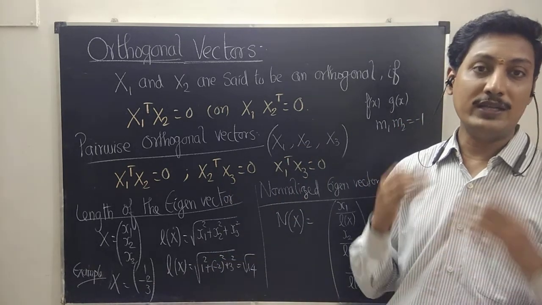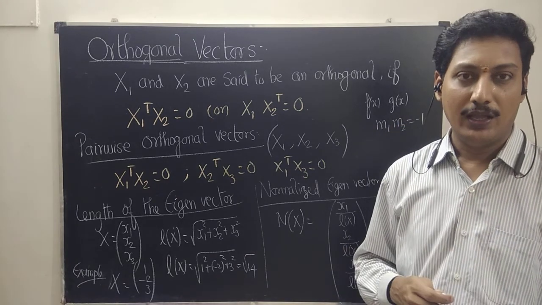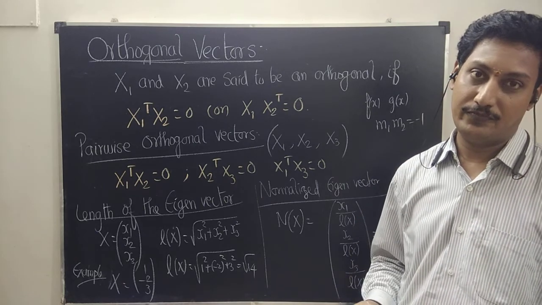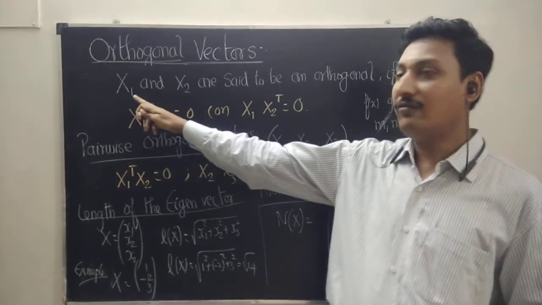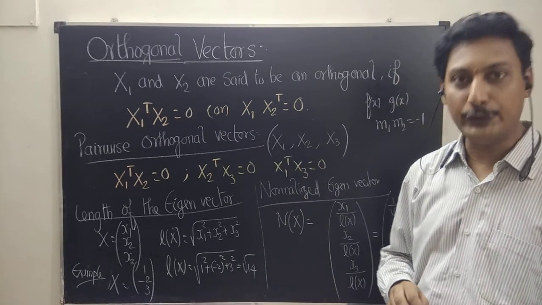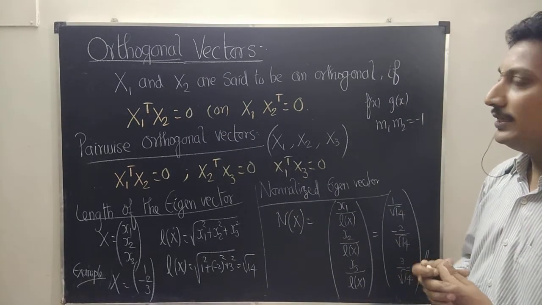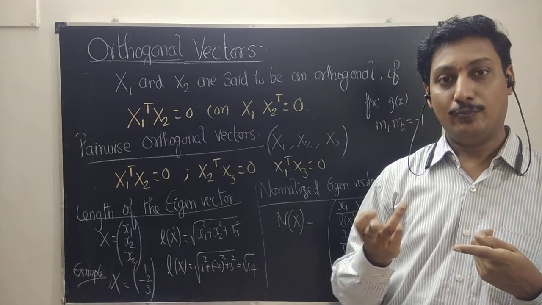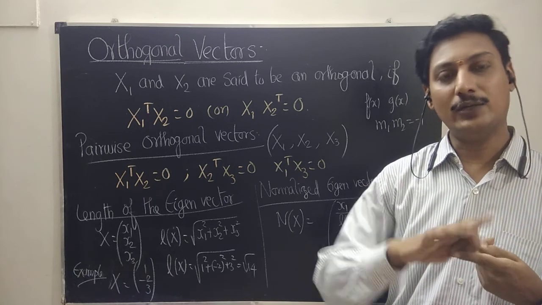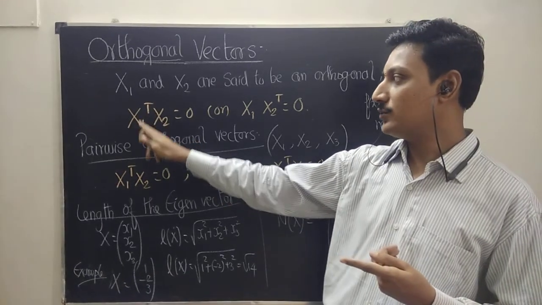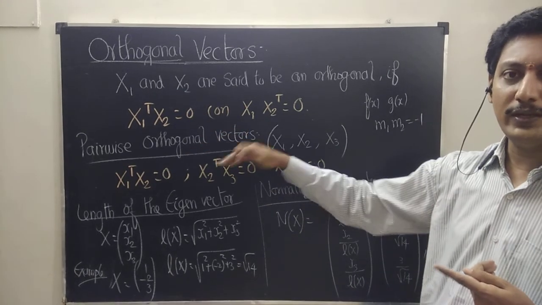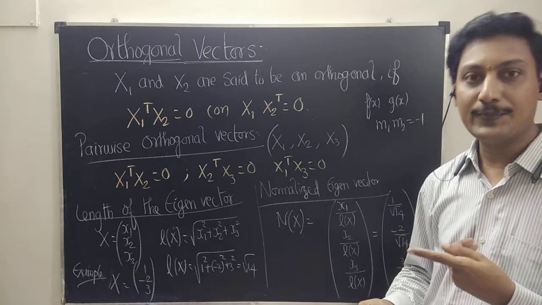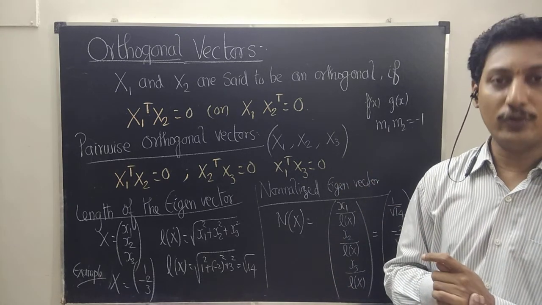But here, when we have two eigenvectors, when do we say that they are orthogonal to each other? The definition says that if there are two eigenvectors X1 and X2, and they are orthogonal to each other, then the product of one's transpose and the other vector is zero. So X1 transpose X2 equals 0, or X1 X2 transpose equals 0. We multiply the two vectors by taking one as a transpose. Then we say that the vectors are orthogonal vectors.